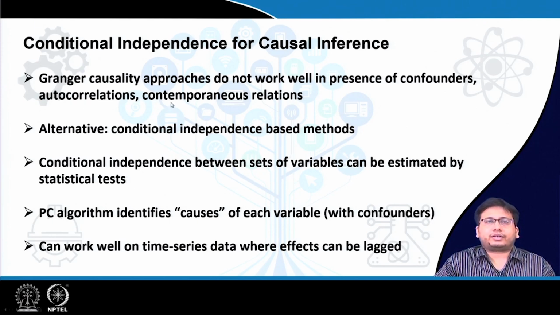Granger causality is unable to identify contemporaneous relations at all. That is for the following reason: let us say that I am trying to express x t as a function of y t.